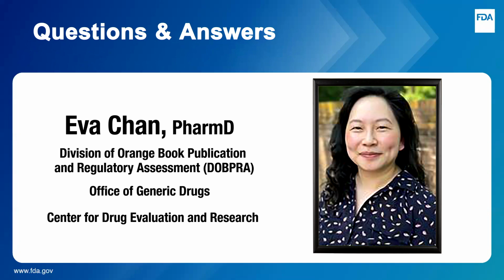So just a few minutes left, so we're going to ask probably just two more questions. The first one is, how can an applicant determine if an RLD has been withdrawn from sale for reasons of safety or effectiveness? If an RLD has been withdrawn for reasons of safety or effectiveness, it may be removed from the Orange Book. If the RLD is in the discontinued section and it does not have that safety and effectiveness footnote, it may still be under review, or you could request that safety and effectiveness review via a citizen petition. Okay, thank you so much, Eva.